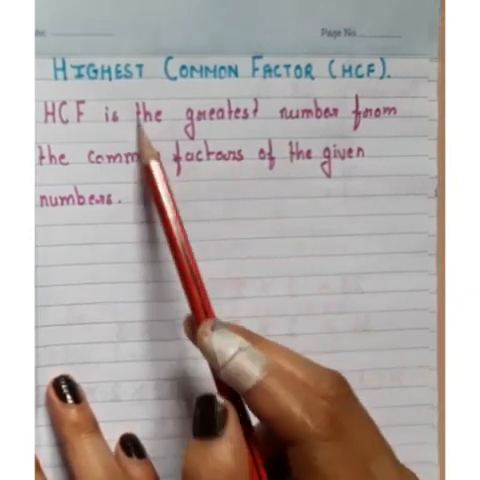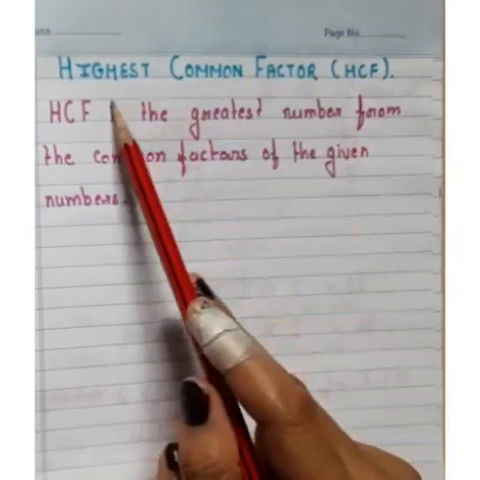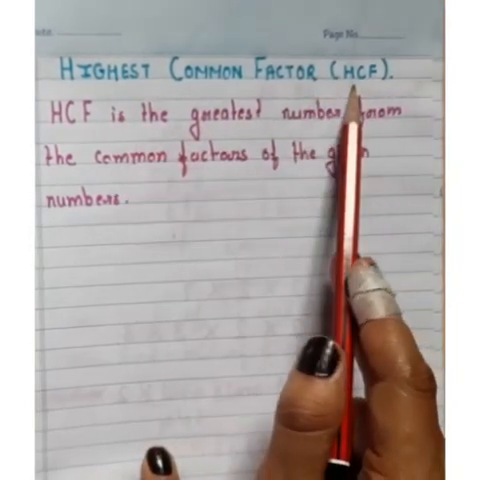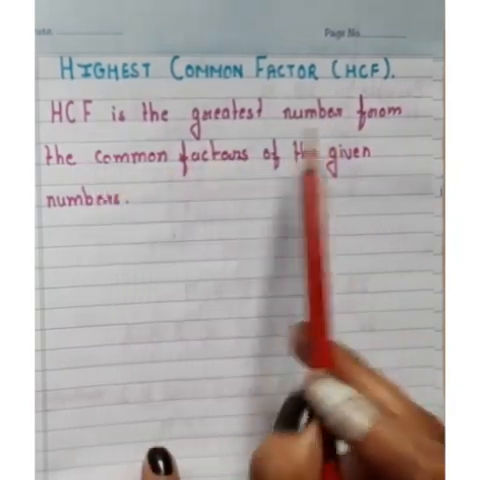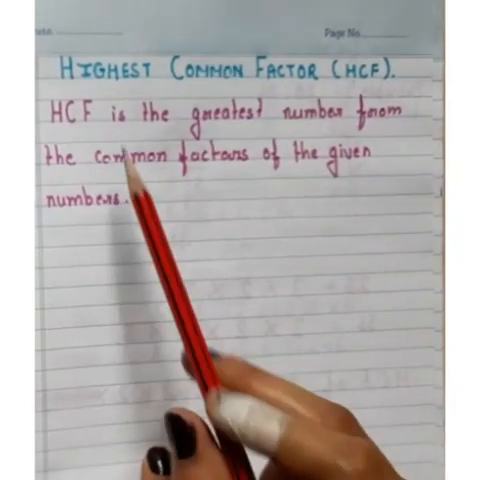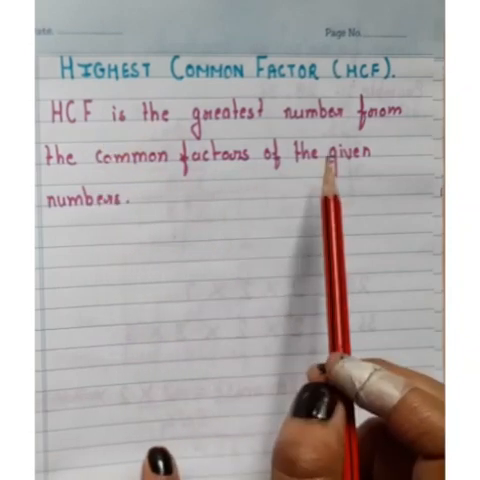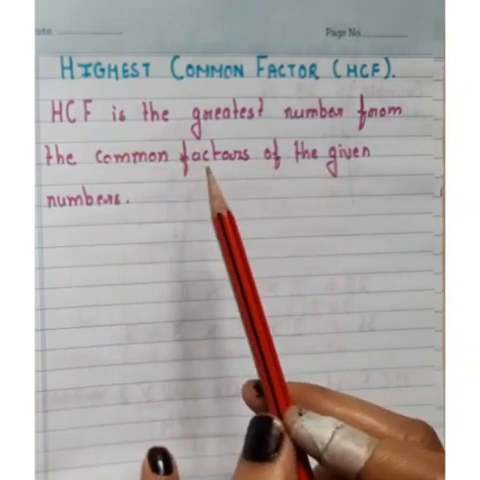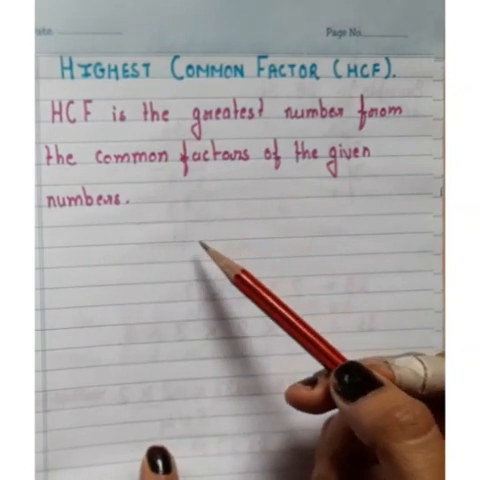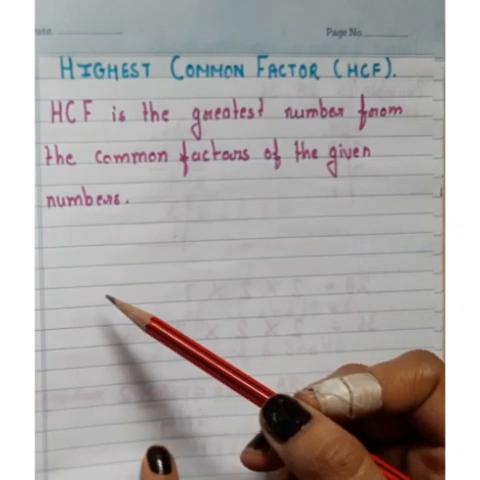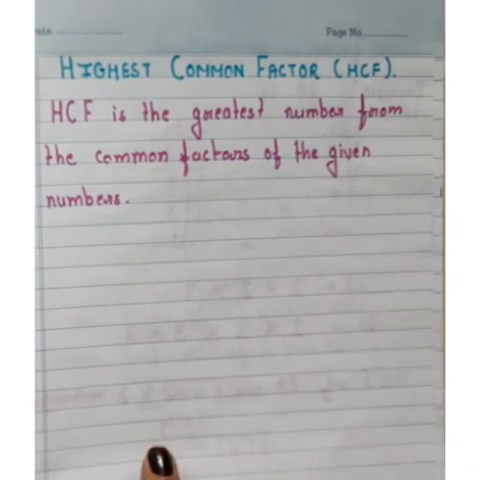So we are starting your highest common factor. We have done with your prime factorization, and today we are doing the highest common factor, or HCF. HCF is the greatest number from the common factors of the given numbers. So what is HCF? For finding the HCF, you have to write down the factors of a number, and then you have to find out the greatest common factor. There are two methods of finding an HCF. One is your prime factorization method, and another one is your division method. So let's start.